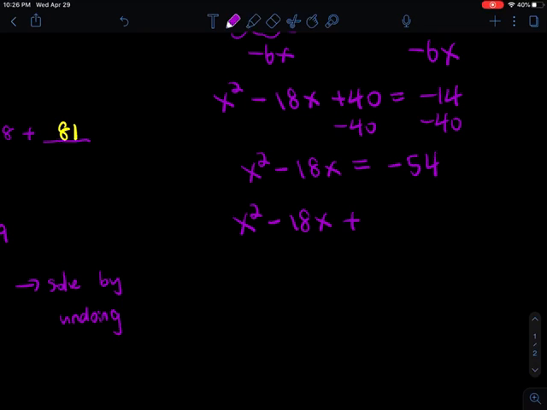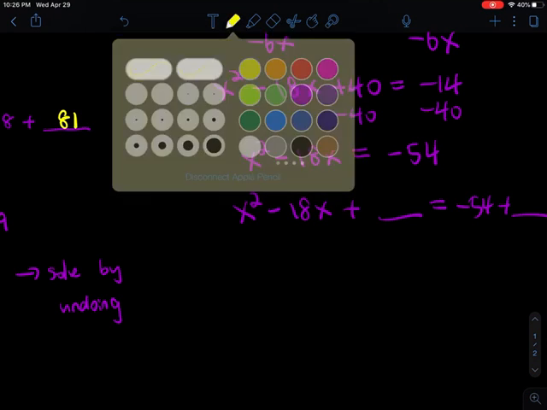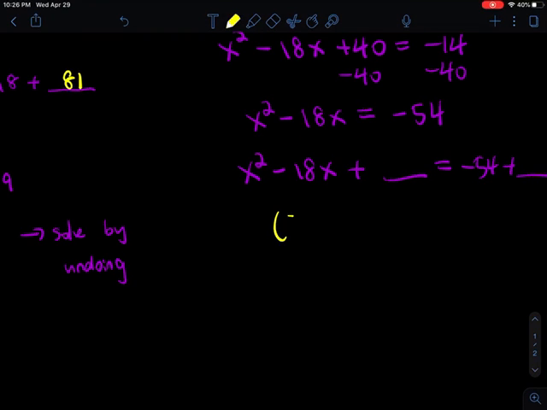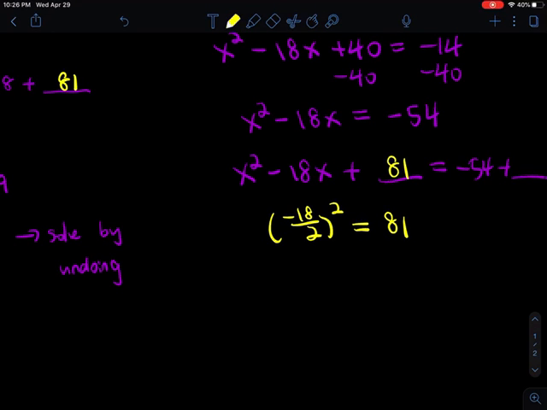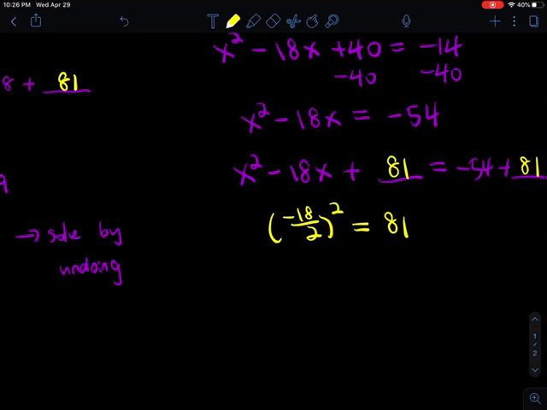Let me rewrite this. And then I'm going to leave some space. Is equal to negative 54. And then I'm going to leave some space here as well. And then let's see. So what should we add? Well, to complete the square, let's do negative 18 over 2 squared. That's negative 9 squared, or 81. So here I'm going to add 81 to both sides, just like what I did last time.